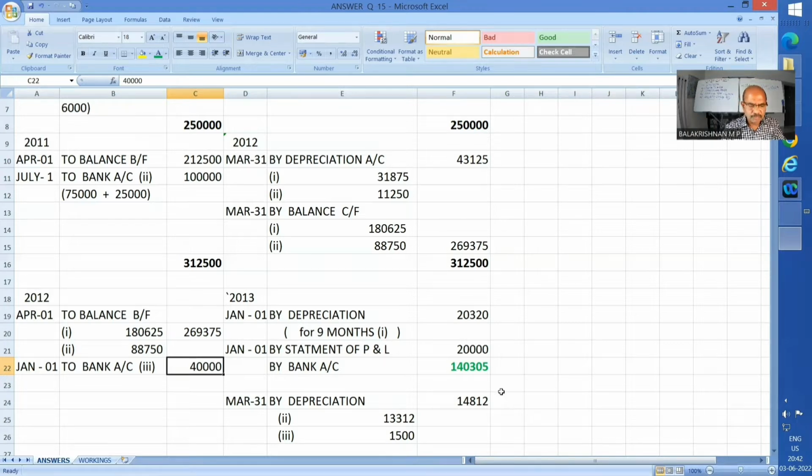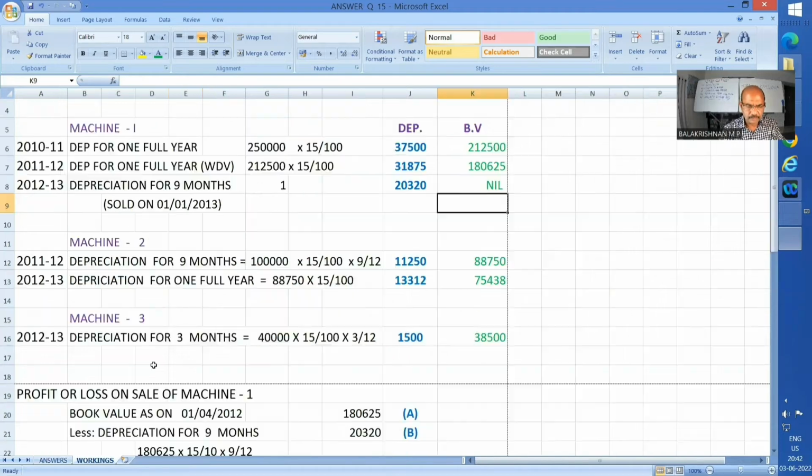Okay. We find that there has been a purchase on the same date for rupees 40,000. So to bank, third machine 40,000. Indicate this number also so that you will be comfortable. Now year-end depreciation, fine. First machine, no depreciation because it has been sold out. It is not at all in the picture.